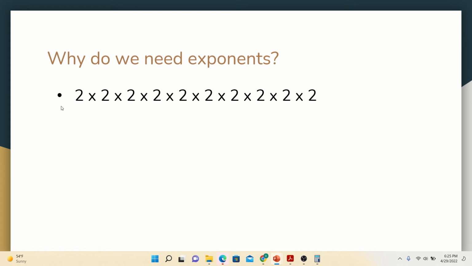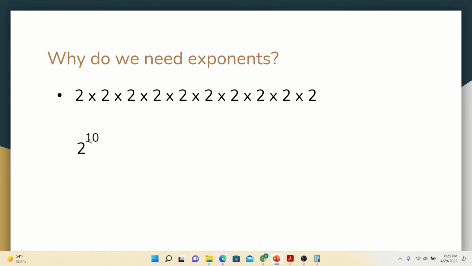So, this is the long way, but if you want a really quick way, you can use exponents. To use exponents, for this case, you would just do 2 to the power 10. So this is a much shorter way to write this whole thing. Less effort, easier, and shorter.